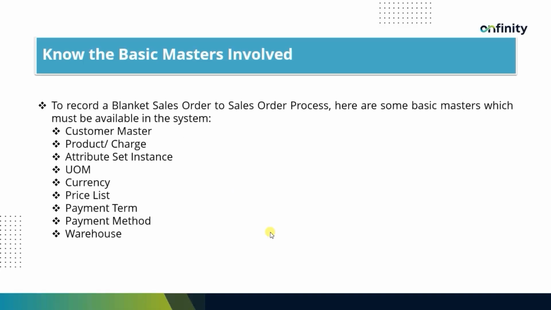Now let's know the basic masters involved in the blanket sales order to sales order process. To record the blanket sales order to sales order process, here are some basic masters which must be available in the system. It includes customer master, product or charge, attribute set instance if the product has multiple attributes, unit of measure, currency, price list, payment term, payment method, and warehouse. All these topics are already covered in their respective training sessions. If you want to learn how to configure them, you can watch the detailed sessions on each topic.